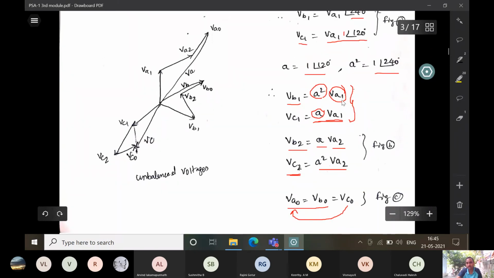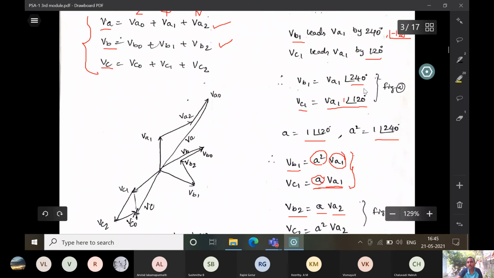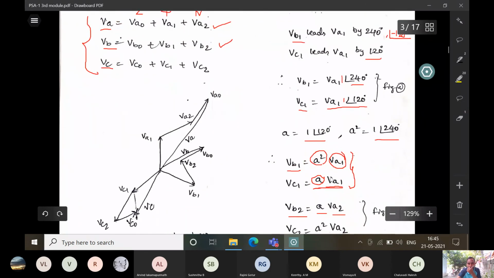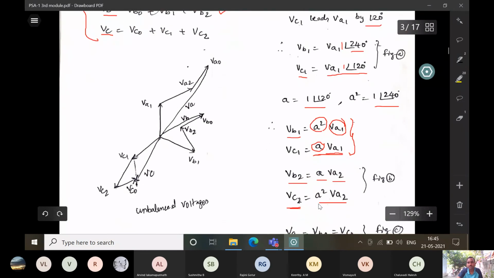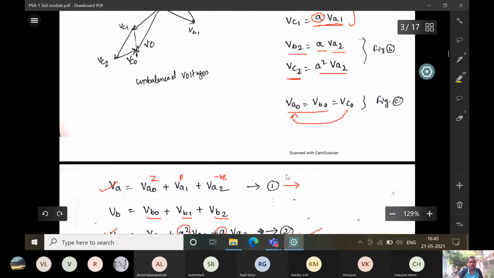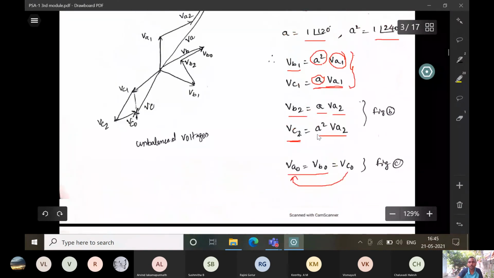A square VA1. Why is it A square? 1 at an angle 240 times VA1. 1 at an angle 240 means what? A square. So write VB1 is equal to A square VA1. So I will write VB1 is equal to A square VA1. What is VB2? A into VA2.